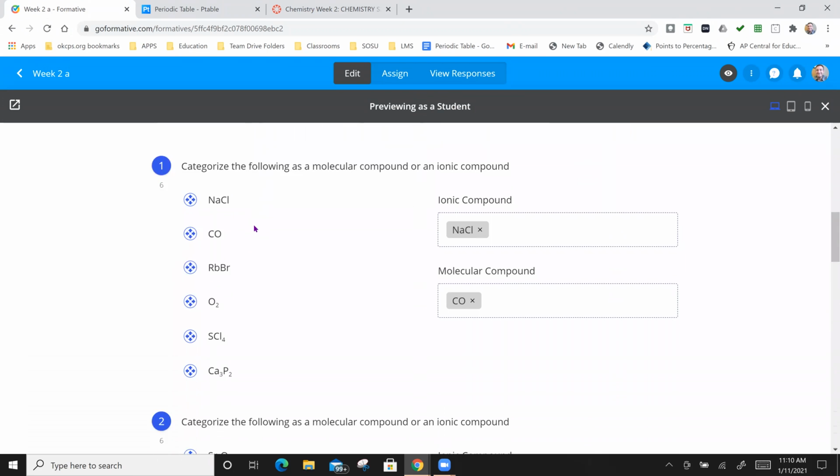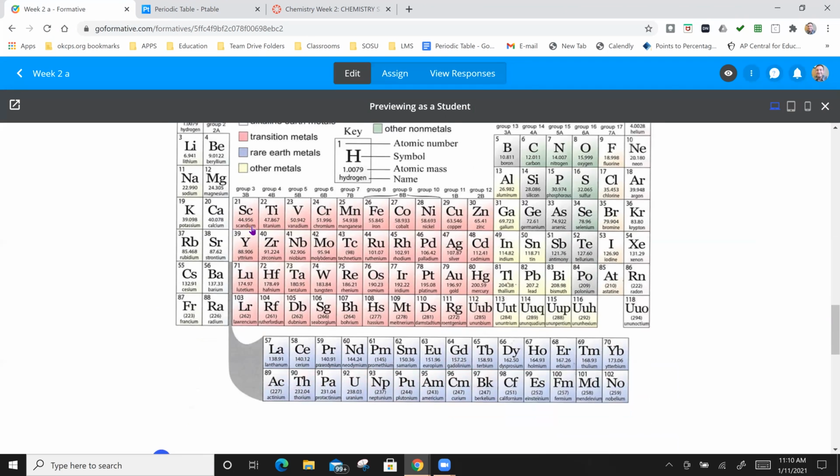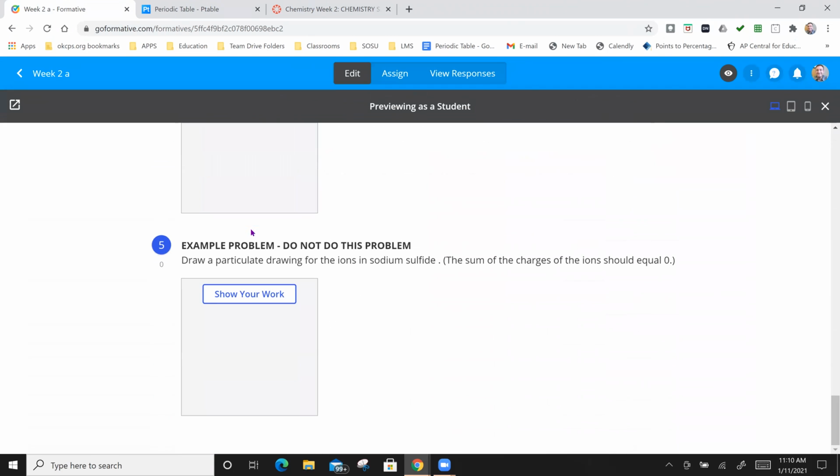And so you do that for questions 1 and 2. As far as questions 3 and 4 go, I'm going to give you an example using this example number 5. Do not do this problem.